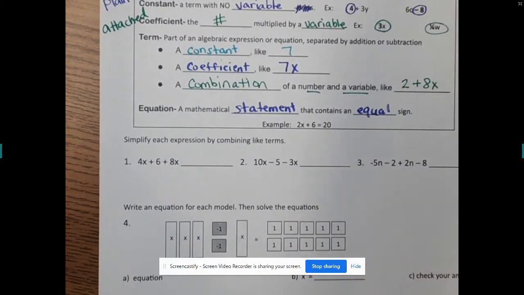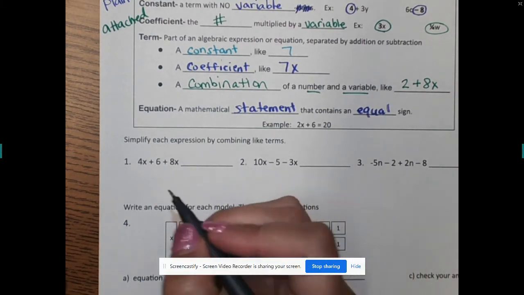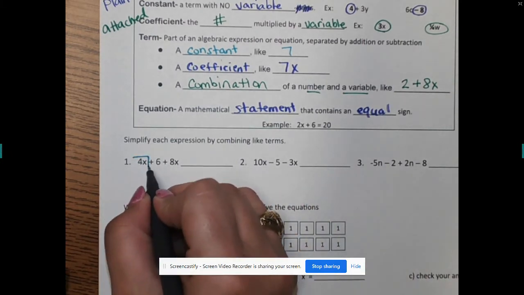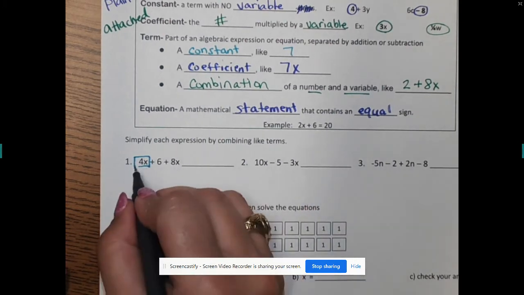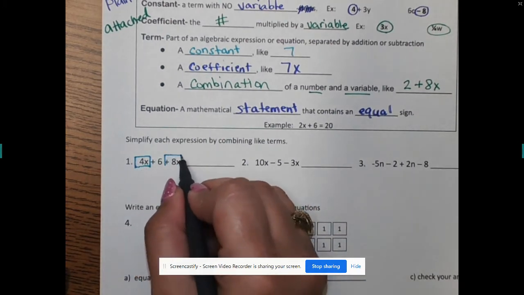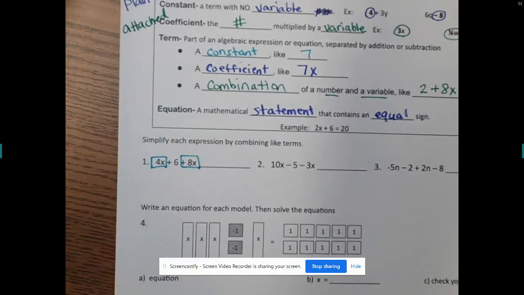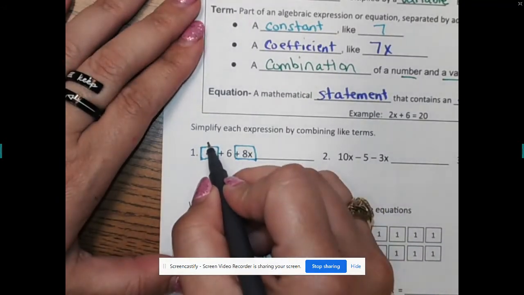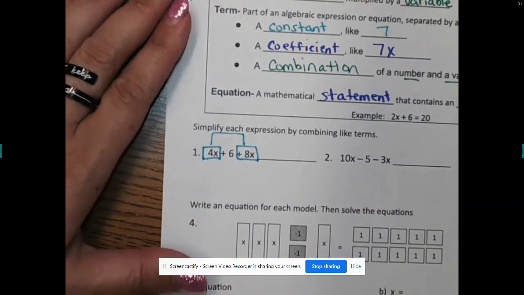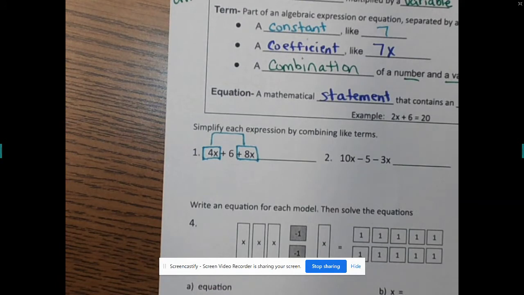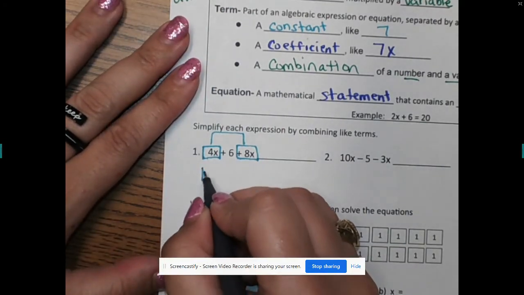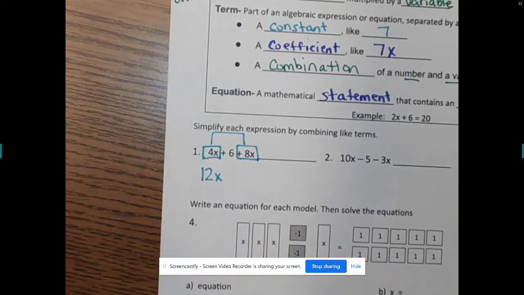Okay, so look at number 1. Is there anything that is alike? Okay, so I want you to box 4x. And then I also want you to box the plus 8x. Okay, those are alike. So we are going to do this thing to connect them. Box the plus so that way you know it's plus. So what do you get when you combine 4x and 8x? 12x. Everybody okay with that?